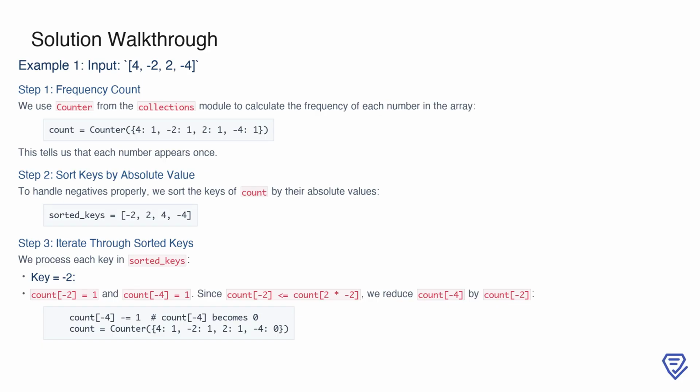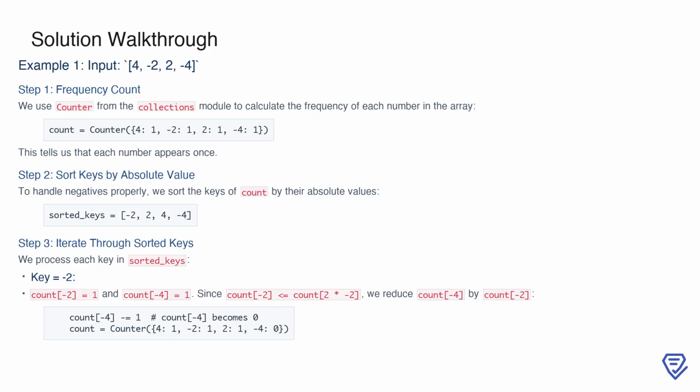To solve this problem, we start with the given input array [4, -2, 2, -4]. The first step is to calculate the frequency of each number using the Counter class from Python's collections module. This results in count = Counter({4: 1, -2: 1, 2: 1, -4: 1}), which tells us that each number appears exactly once in the array. Next, to handle both positive and negative numbers properly, we sort the keys of the count dictionary by their absolute values. This gives us the sorted order, sorted_keys = [-2, 2, 4, -4].